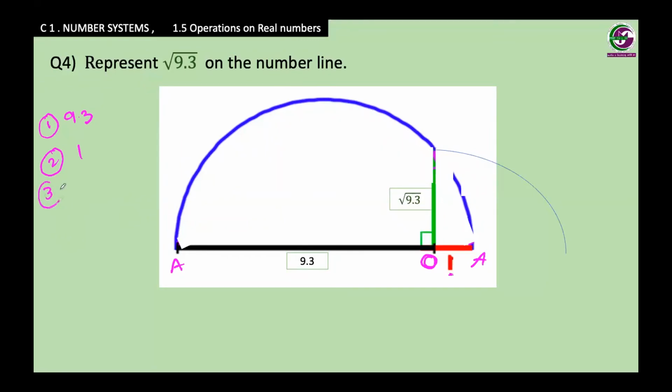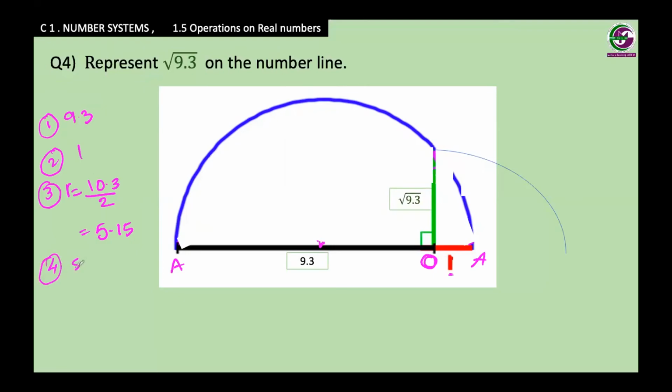Step 3 is find the radius, or the middle of 9.3 plus 1, 10.3. So radius will be 9.3 divided by 2, which is equal to 5.15. Using a ruler, or a scale, you can mark where 5.15 is. Somewhere here you will get the mark 5.15.